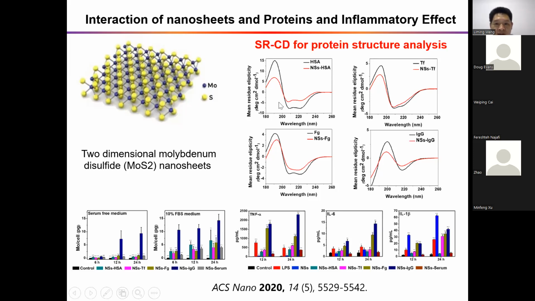Moreover, with SRFTIR, we can also detect the interaction with the proteins. So based on this SRCD, we studied the two-dimensional nano disulfide sheet interacting with four kinds of proteins. We can observe that the protein changes its secondary structure after being absorbed on the surface.